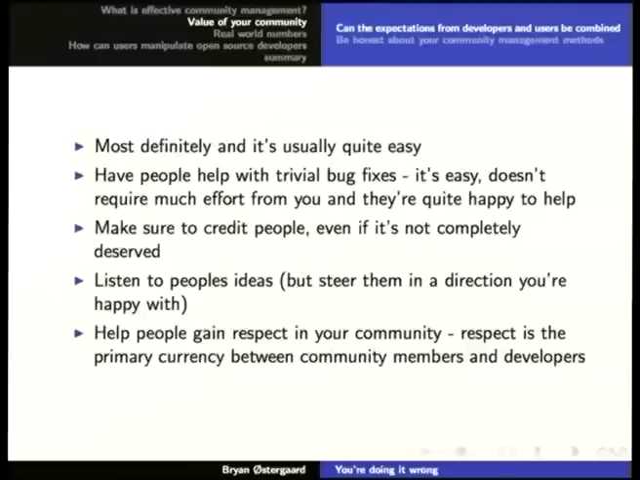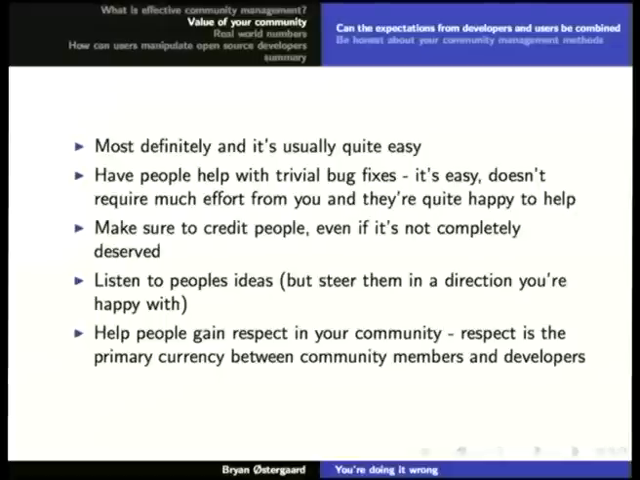And as I said, help people with trivial bug fixes and stuff. Make sure to credit people. It's the only currency we really have in open source. I know there's a lot of people getting paid by IBM and stuff, but for most of us, we don't get paid by companies to work on open source. So the only real currency we have is credit in Git logs and so on. So make sure that people get this credit. Otherwise, they're going to run away from your project, saying, well, that was a waste of time. They didn't even want to thank me.